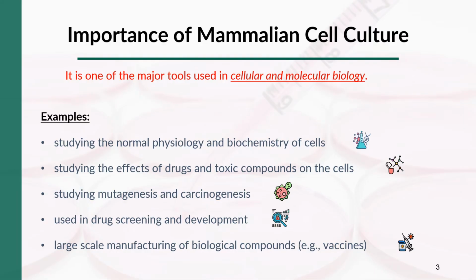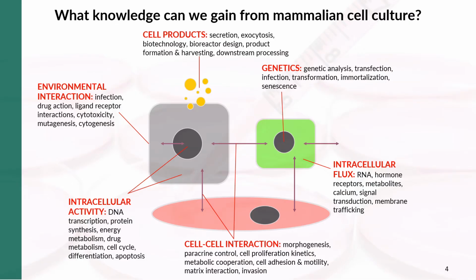It basically allows scientists to investigate very complex biological phenomena in a very controlled setting, and it also provides a platform for them to develop new treatments and therapies. There is actually a lot of information that you can gather from experiments that use mammalian cell culture. So here in this schematic figure, you can see some of the examples. One of them is genetics.